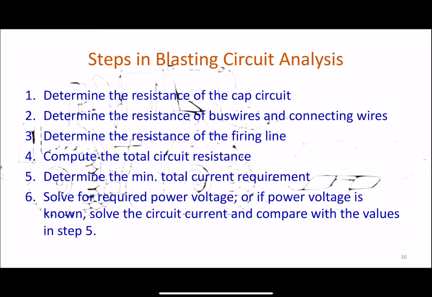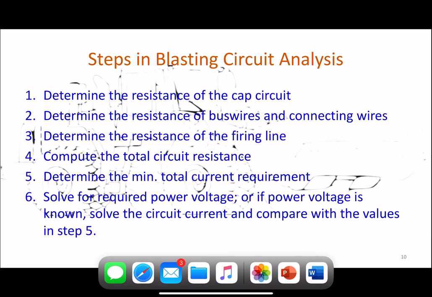And we use table 6.5 to determine the minimum total current requirement. And the last one, we solve for the required power voltage using Ohm's law. If we know the power voltage, then we solve for the current and compare with the value in step 5, which we go back to table 6.5 again. So that is that. Now let's start with the resistance of the cap circuit.